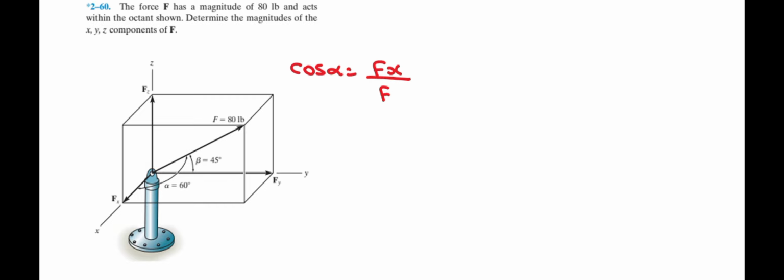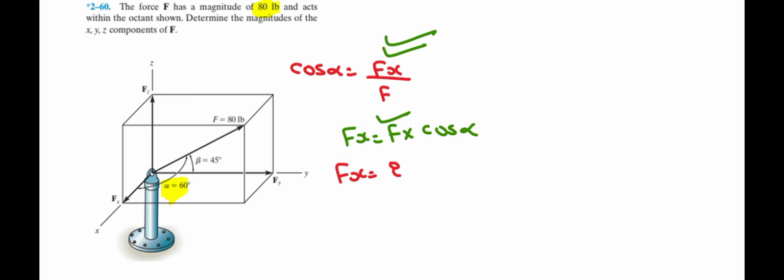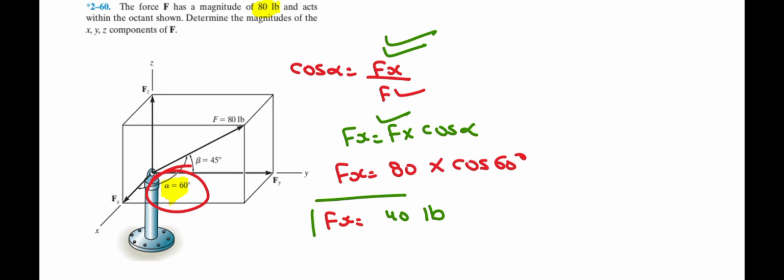The alpha present here is the angle between the force F and the positive x-axis, and it is 60 degrees. We are going to find Fx here. So Fx equals F into cos alpha. The value of F is given in the question, 80 pounds. So Fx equals 80 into cos of 60 degrees, so Fx equals 40 pounds. This is the value of Fx.